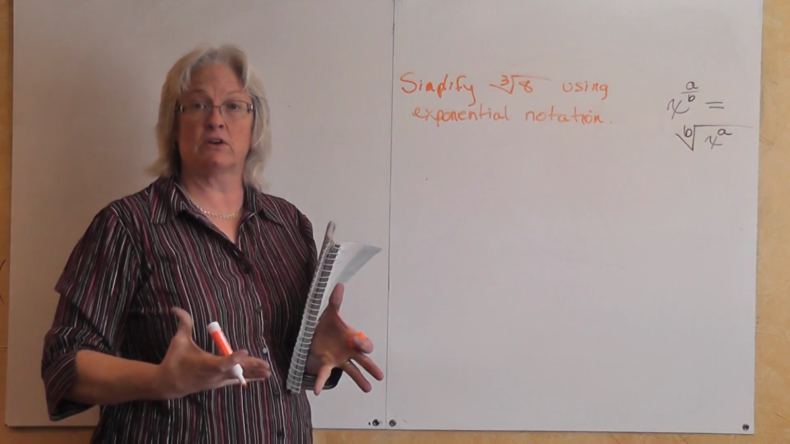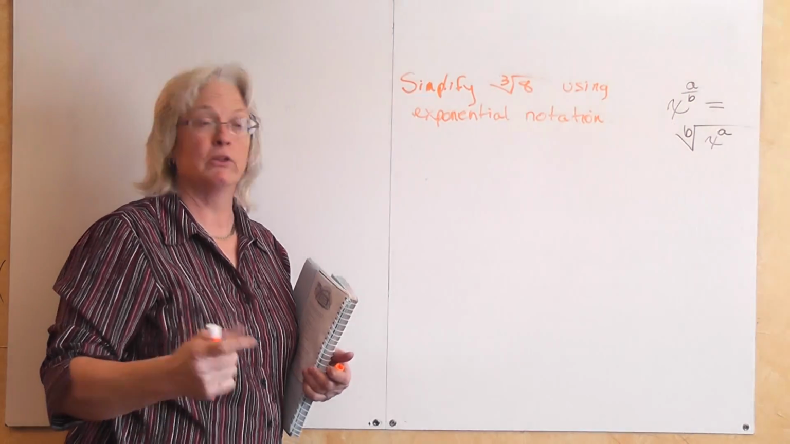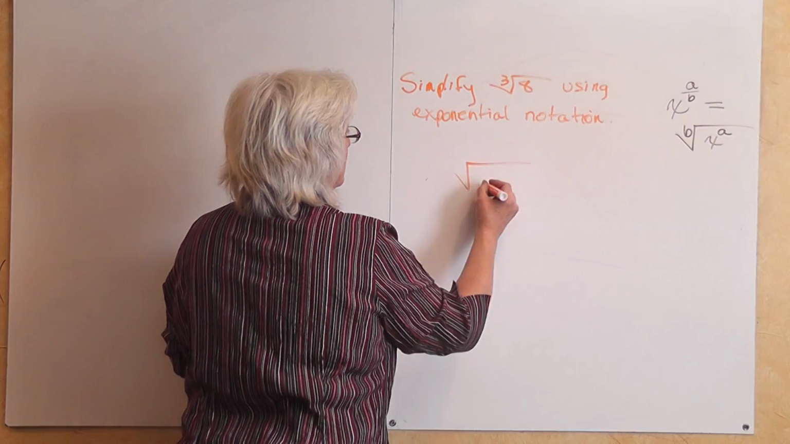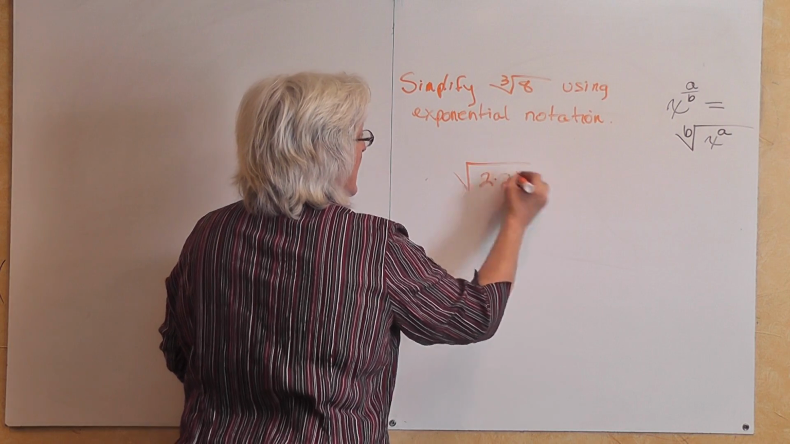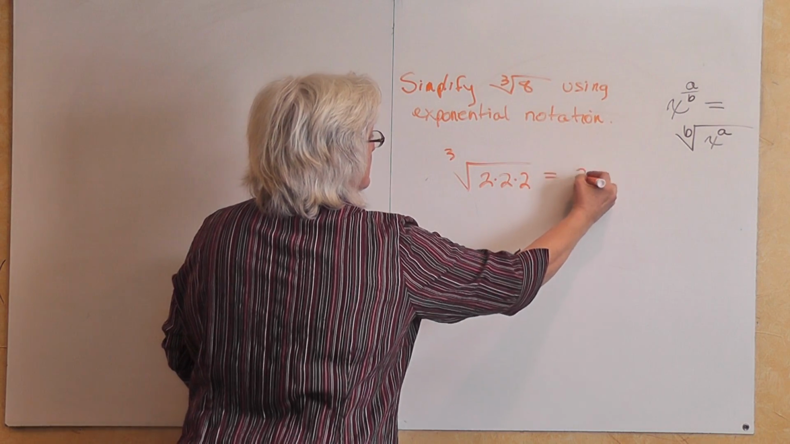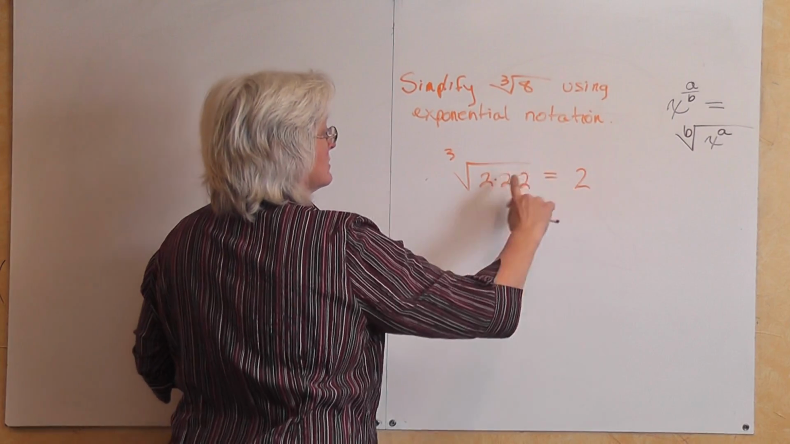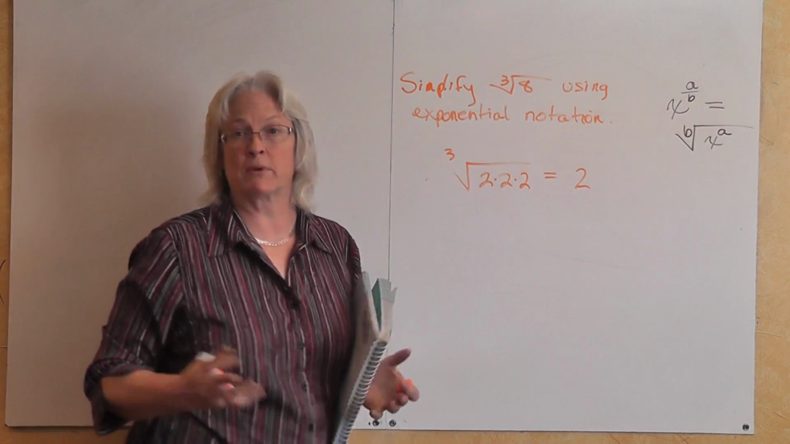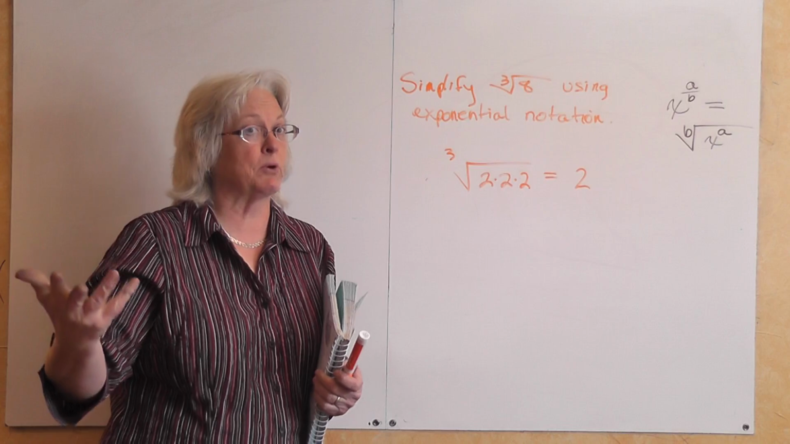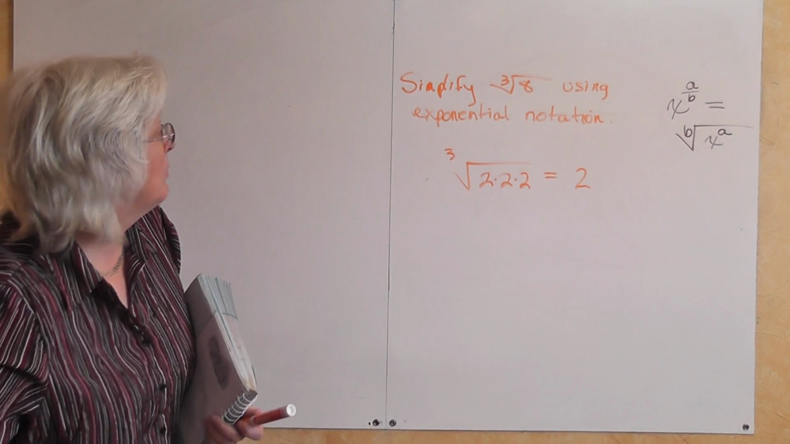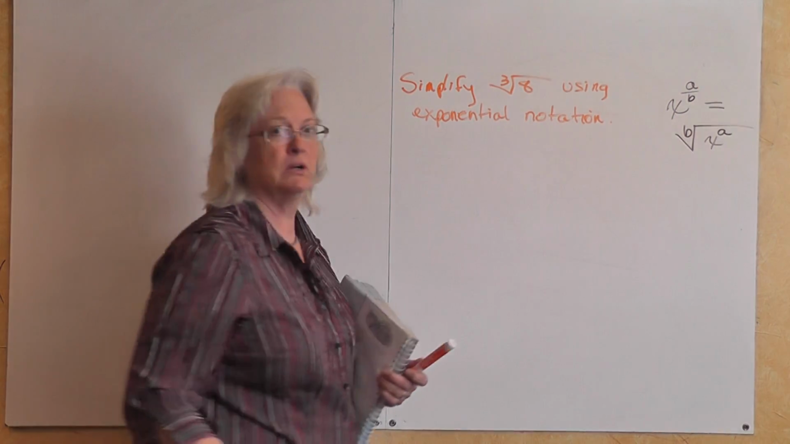Now, at this point in our study of algebra, I expect every single one of you to know that the cube root of 8 is 2. With the cube root, we are just looking for one of a number's 3 equal factors. 8 is equal to 2 times 2 times 2, so the cube root of 8 is 2. 2 is one of a number's 3 equal factors. But that's not what they're asking you to do. They're not asking, have you learned your perfect cubes? What's the cube root of 8? They want you to simplify this expression using exponential notation.